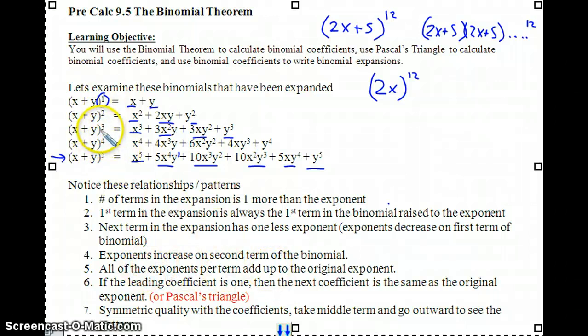So again, let's just verify that with this one. All the exponents should add to be 3. 2 plus 1 is 3, 1 plus 2 is 3, and then just a 3 there.